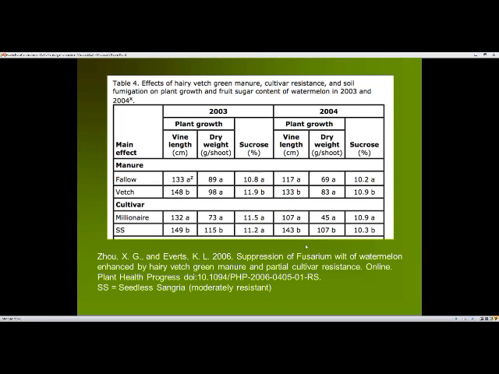One thing I just want to point out is that fusarium wilt not only reduces yield of watermelon, but it reduces quality by reducing the sugars. And one of the things that they showed is that the vetch actually improved quality as well as quantity. So here in the fallow, the sugar content is 10.2, but when it's grown in vetch, it increases to 10.9, and that improves the quality and marketability of that watermelon.